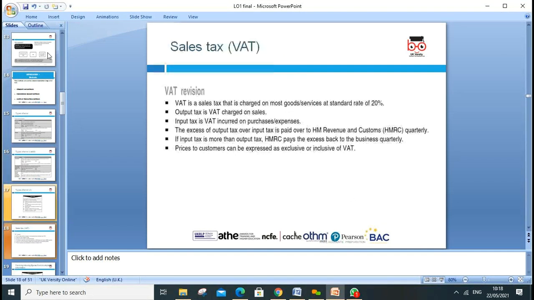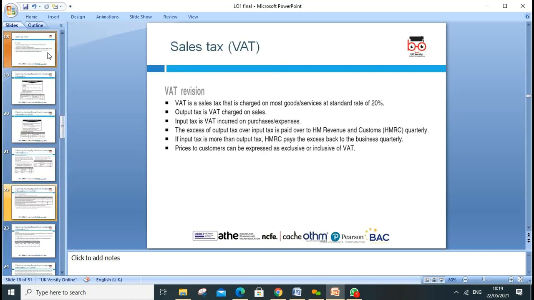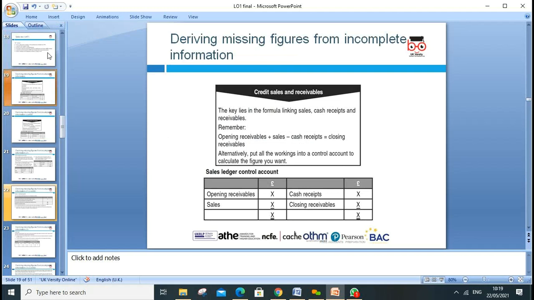Okay, next, sales tax. Of course, we know VAT. VAT is normally 20%, with a 5% reduced rate, but in the VAT control account we normally include it in our final accounts. That's why we have it.